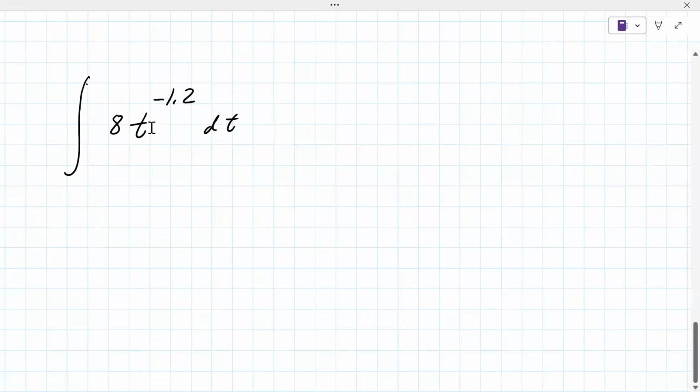Okay, so here's another one you might see. Integral of like, I don't know, 8 t to the minus 1.2 power dt. So it does not have to be always x. It could be a different variable. It does not have to be an integer exponent.